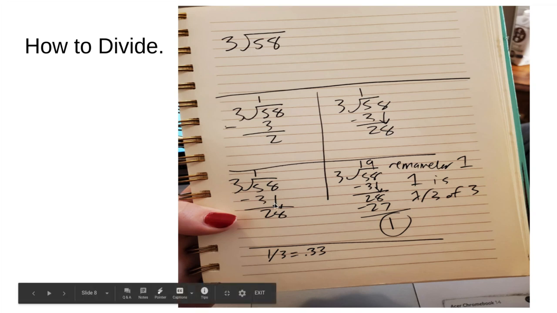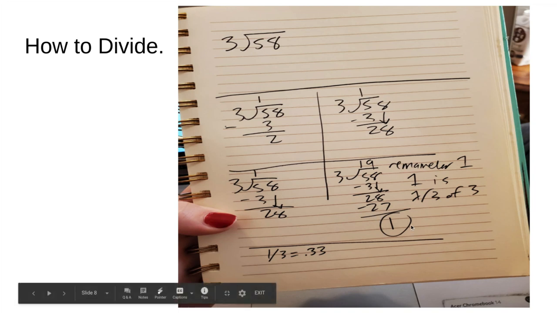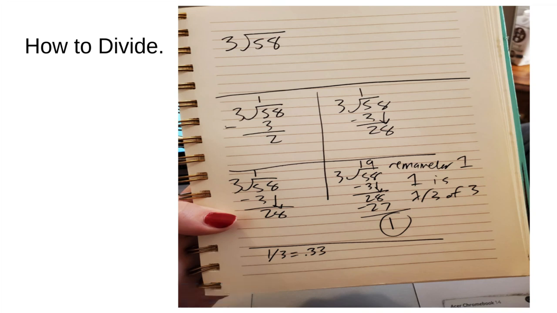3 goes into 28 nine times, because 3 times 9 is 27. And now I have a remainder of 1. 3 cannot go into 1, so it's my remainder. However, the number 1, if I add it 3 times, will give me 3, so it's 1/3. And if I turn that into a decimal, it's 0.33.